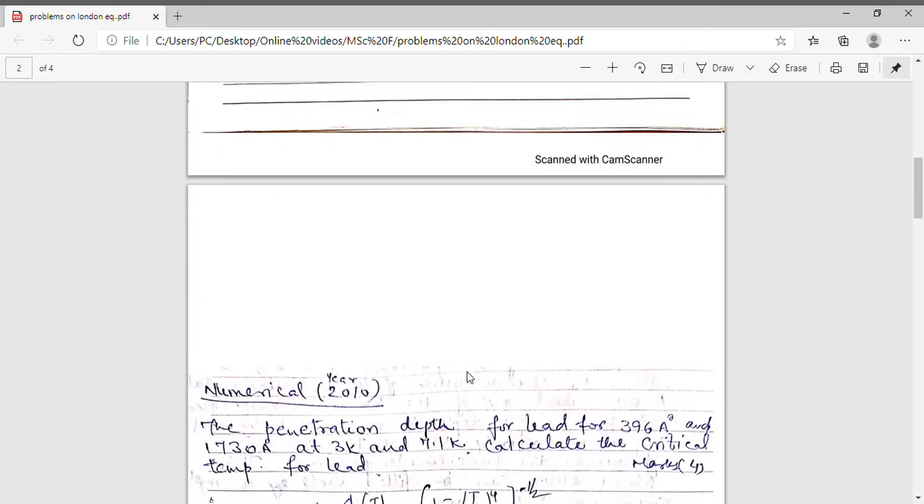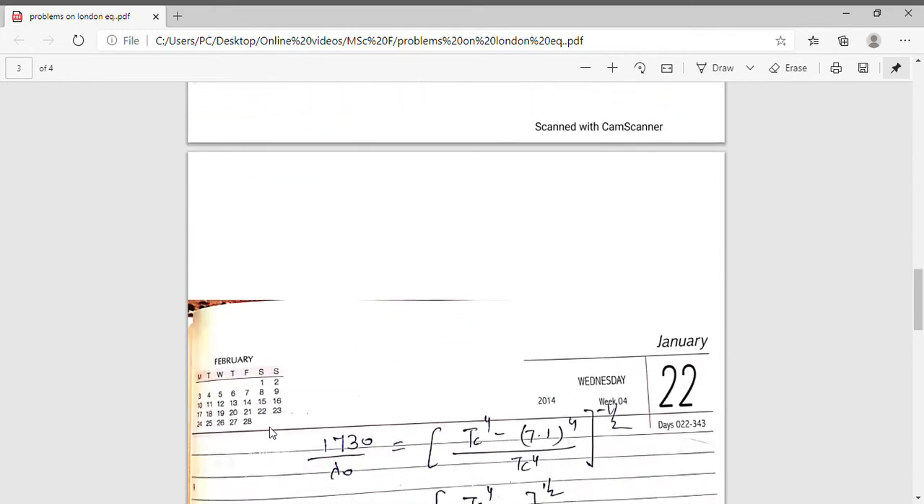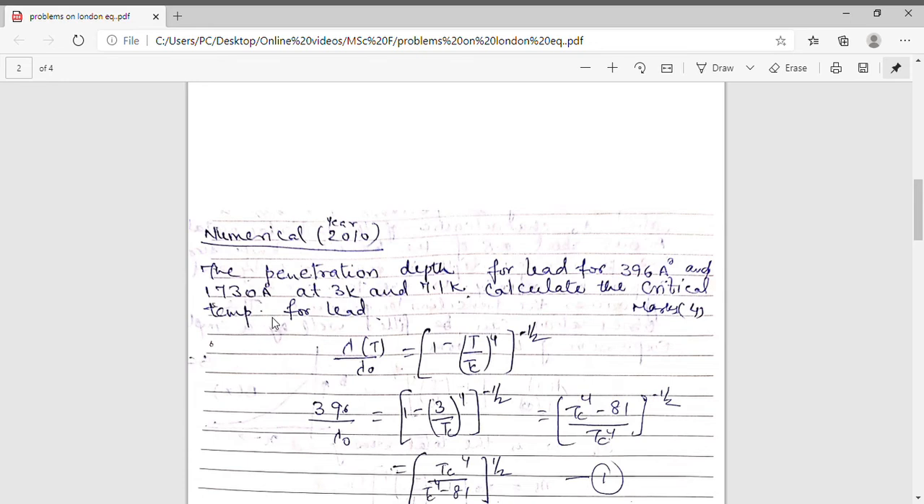Now I am going to discuss a numerical which was in the paper of year 2010 in MGSU University. The numerical is: the penetration depth for lead is 396 angstrom and 173 angstrom at 3 Kelvin and 7.1 Kelvin. We have to find out the critical temperature for lead. That means we are given the value of lambda for two temperatures. Temperatures are also known, and we have to determine the value of Tc.